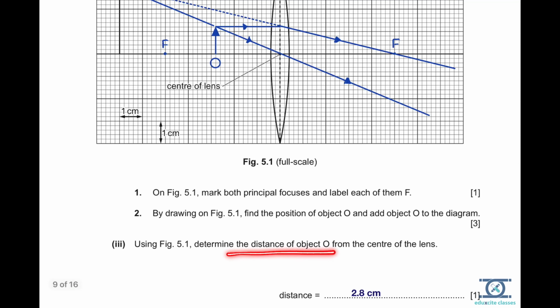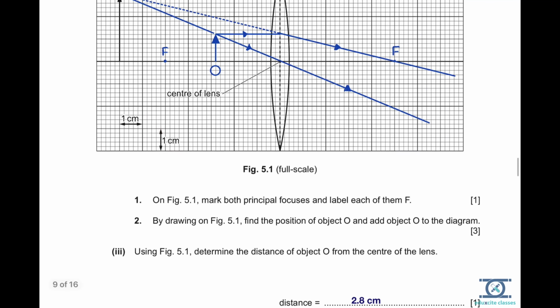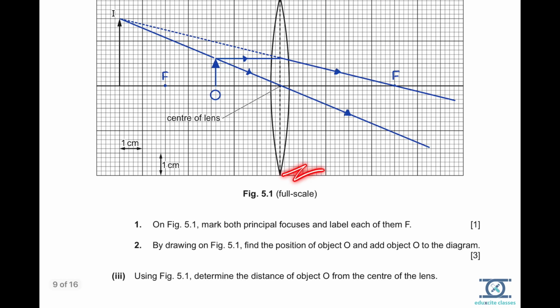Determine the distance of object O from the center of the lens. You just have to measure it. It will be 1, 2 and somewhat this will be 3. So, it will be 2.8 centimeter according to the scale. So, this is the image formation. Please note it down.